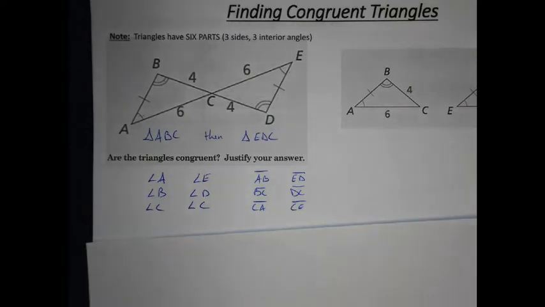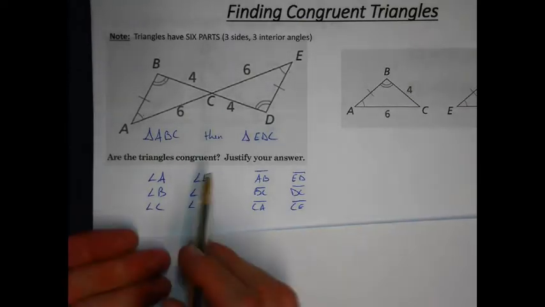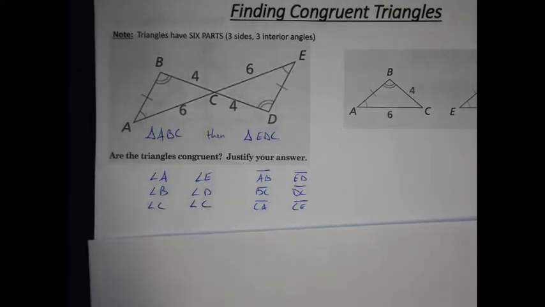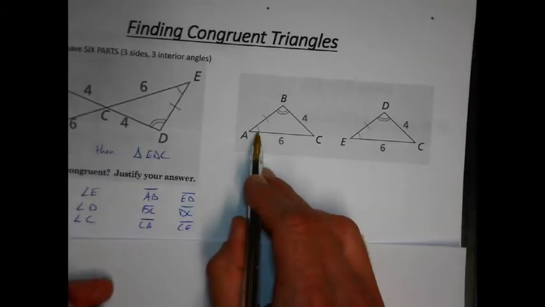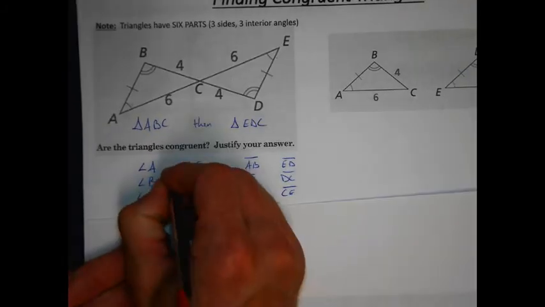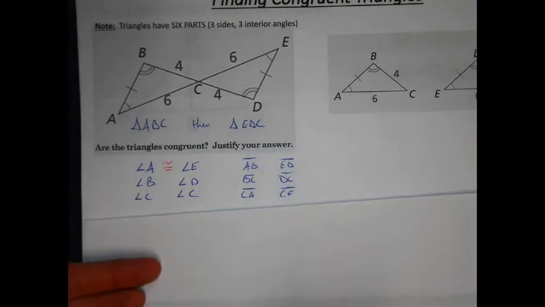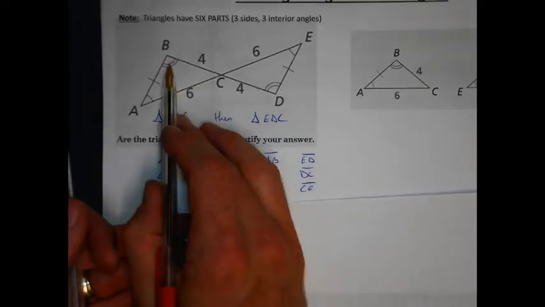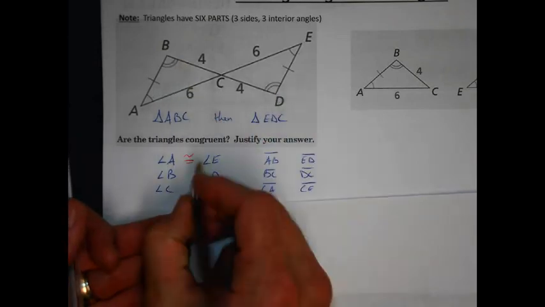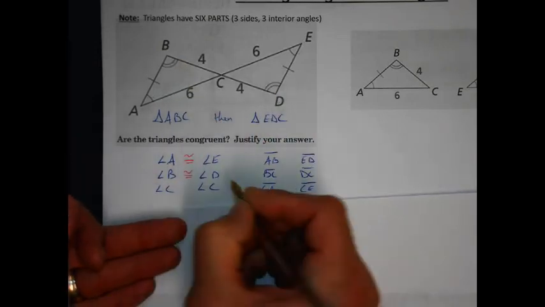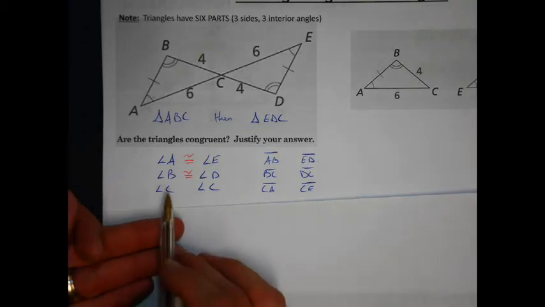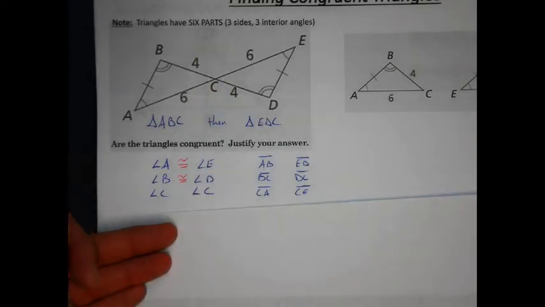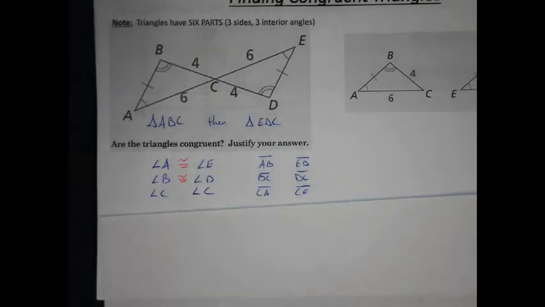So the question is, are angle A and angle E congruent? Right? So angle A, 1 arc, angle E, 1 arc. Yup, totally congruent. How about angle B and angle D? Here's angle B, 2 arcs. Here's angle D, 2 arcs. Totally congruent. How about angle C and angle C? Are they congruent? Can we say that they are congruent? You know what these are called, right?